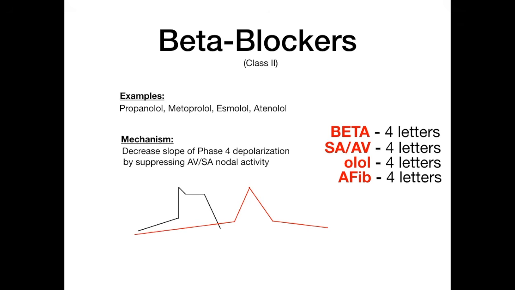The only thing that has nothing to do with that is the fact that these are categorized as class 2 antiarrhythmics. So if you can memorize that beta blockers are class 2 antiarrhythmics, and then cue yourself to remember that everything has to do with 4, because beta has 4 letters, SA-AV is 4 letters, OLOL is 4 letters, it decreases the slope of phase 4 depolarization, and it's oftentimes used in AFib, A-flutter, AFib has 4 letters, then you'll know everything that you need to know about beta blockers. And the side effects that you should know are things that you already know from having done your pharmacology section. So I'm going to leave that out for the purposes of this discussion.